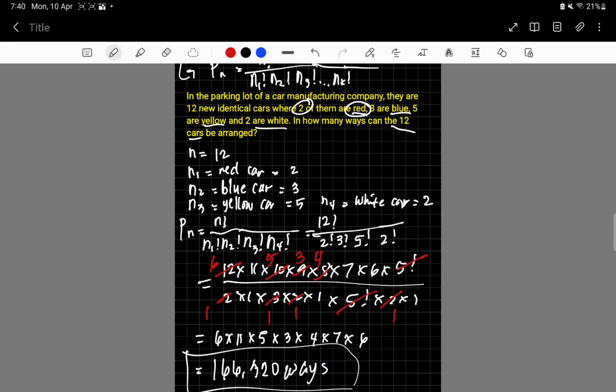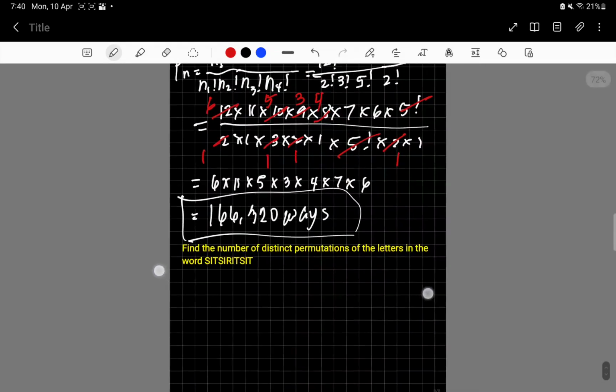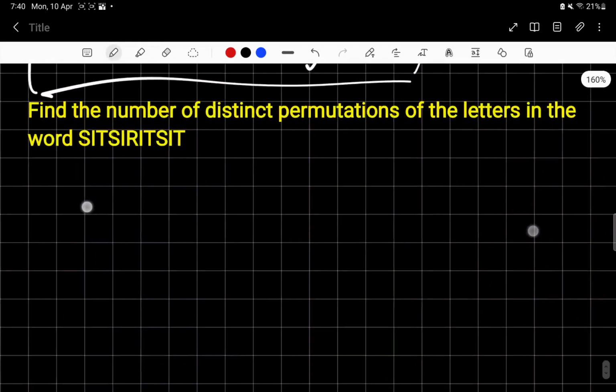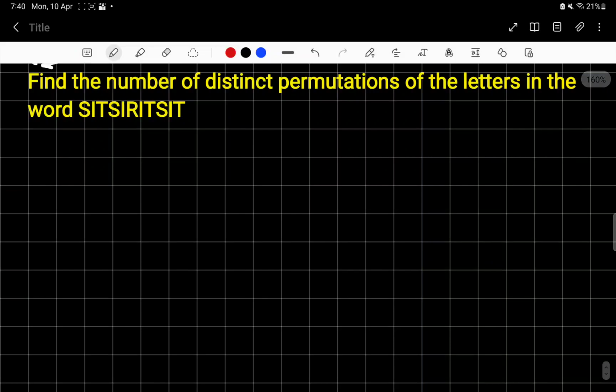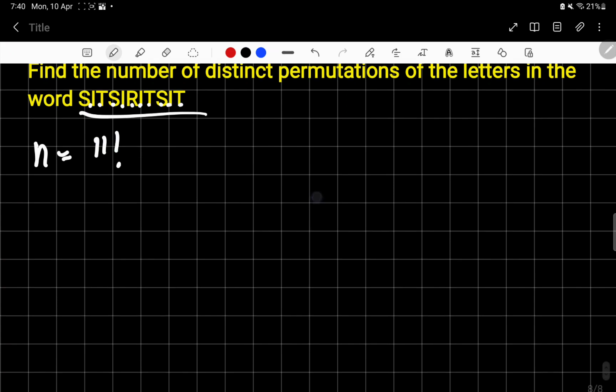Okay, so let's have another example. Find the number of distinct permutations of the letters in the word sit. Okay, so all we have to do is get the total number of letters that we have in our word sit. So we have 1, 2, 3, 4, 5, 6, 7, 8, 9, 10, 11. So there are total of 11 letters.